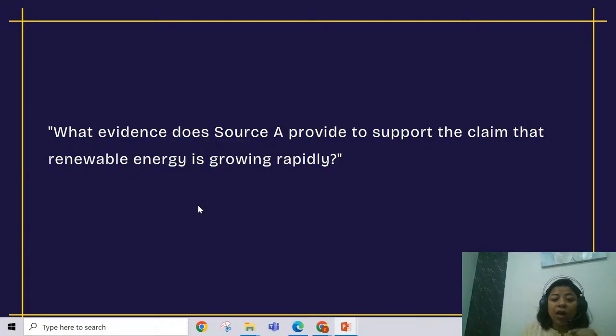They are asking you to show the evidence: what evidence does source A provide to support the claim? Now, as I said, a claim is something that you believe in without any evidence, whereas an argument is something that you believe in with some known evidence. There is some logic to it. So, that renewable energy is growing rapidly.